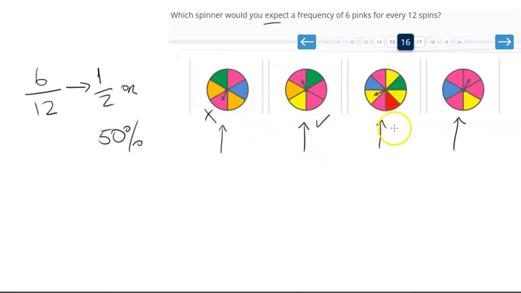Let's just double check the other ones. This is 2 out of 8 and this is 4 out of 8. This one has to be the answer. So we're expecting 50% of them based on if every 12 spins we're expecting 6 pink. This has to be the one. So if you were to spin this spinner 12 times, you're expecting, being the keyword, 6 of these to be pink.